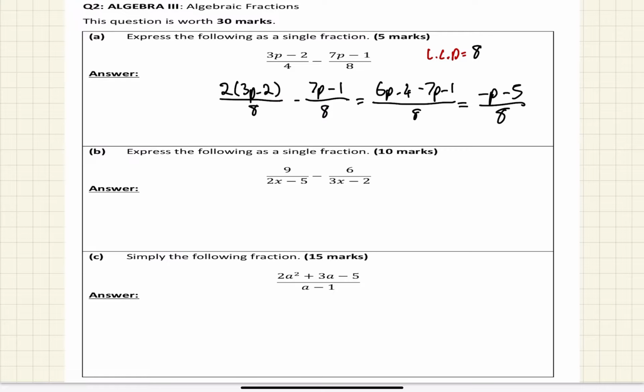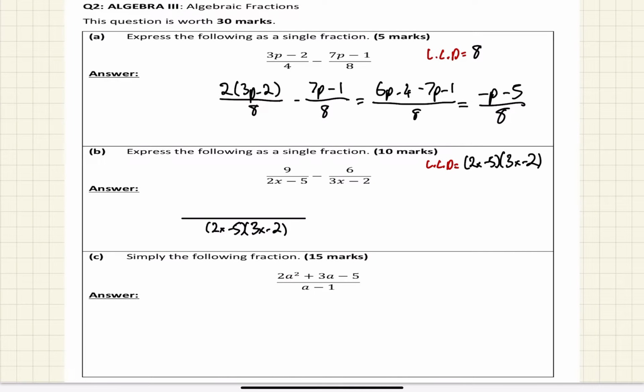So part B is a little different to part A because the denominators have the letters in them this time as opposed to the numerators. Just to highlight that in case you're forgetting, these are the numerators and they have letters in them. This is the denominator and it has letters in it. So the lowest common denominator in this case is 2x minus 5 times 3x minus 2. So we're going to make a big line like this, and I'm going to put my new denominator down here, 2x minus 5 bracket 3x minus 2.